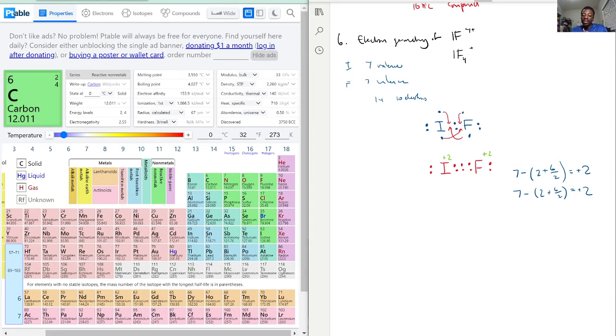Now if they wanted the other one, IF4 minus, so that's going to be the iodine tetrafluoride ion, that's a whole different story now, because instead of 7 plus 7, we have 7 plus 7 times 4. So there's 4 fluorines, so we need 7 times 4 at first, then we add another 7. So that's really 7 times 5, but because there is a minus here, it'll be 35 plus 1. So in this case here, we have 36 electrons.